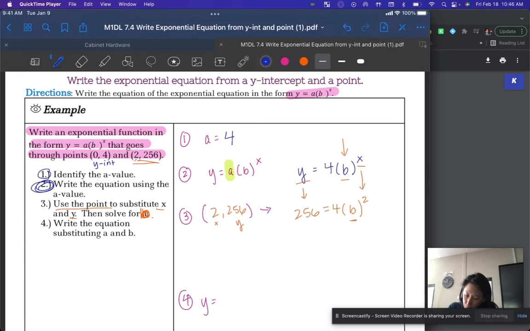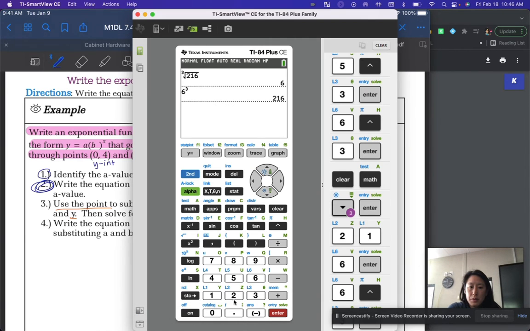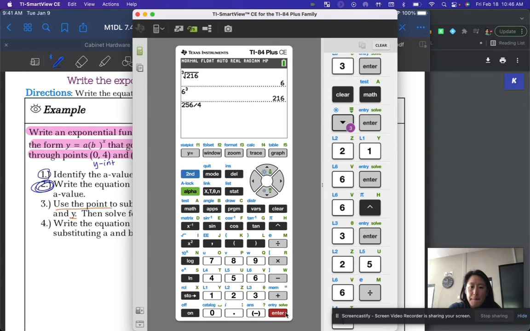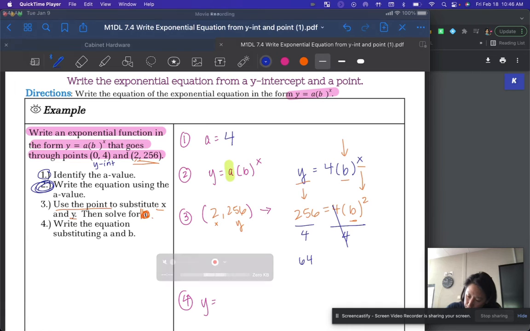So we will divide both sides by 4 first. So divide both sides by a. Okay, 4 divided by 4 is 1. 256 divided by 4 is 64. Okay, so 64 is equal to b squared.